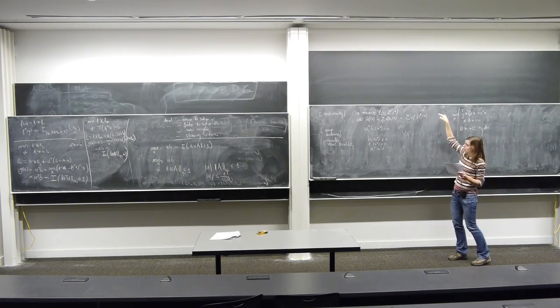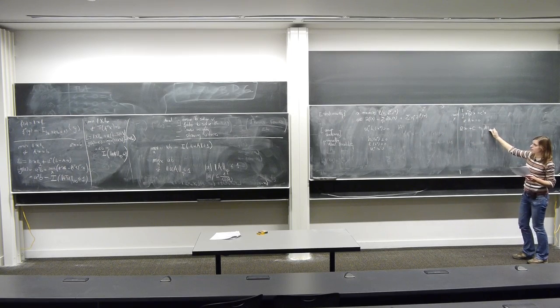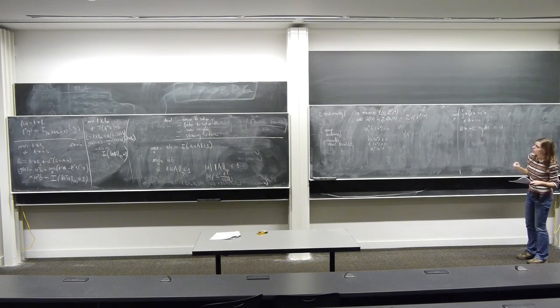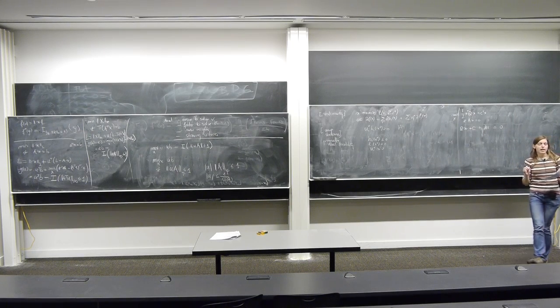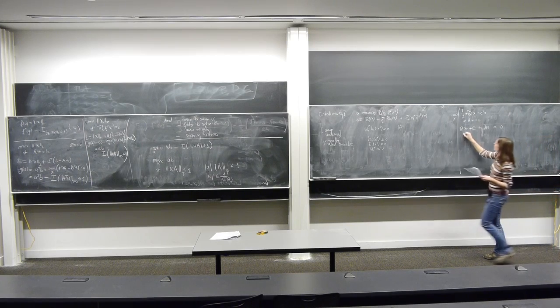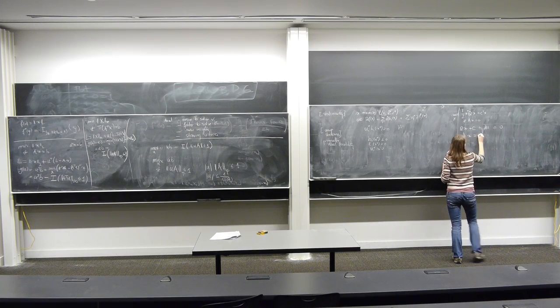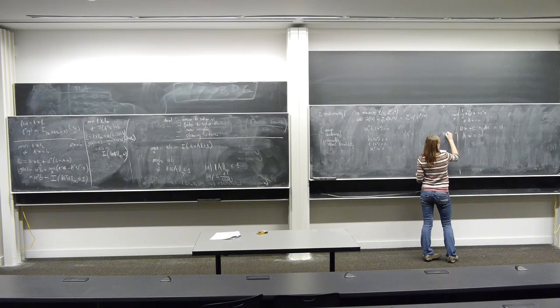Okay, so what does stationarity tell us? This is the derivative of L, so stationarity tells us that this is equal to 0. What does complementary slackness tell us? Nothing, okay. What do primal and dual feasibility tell us? So these are the KKT conditions for this.